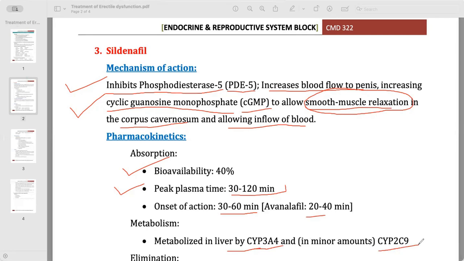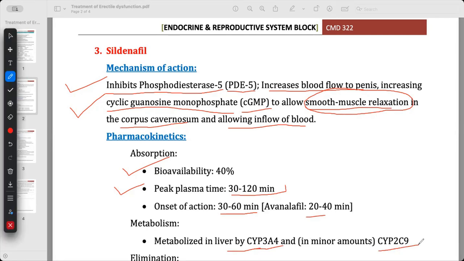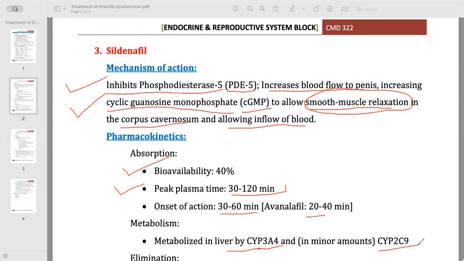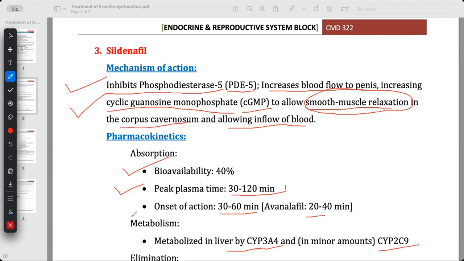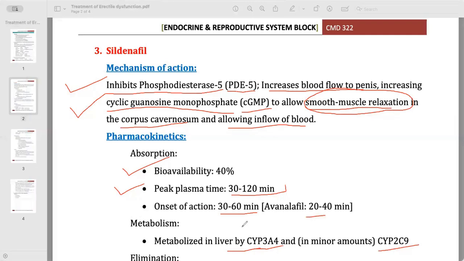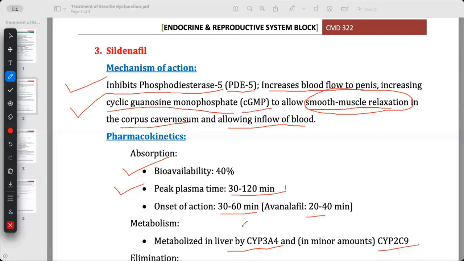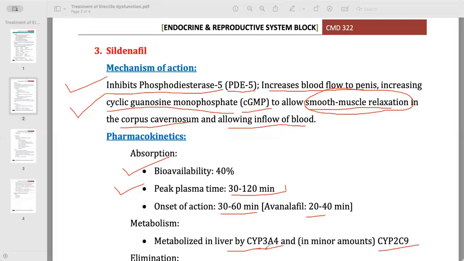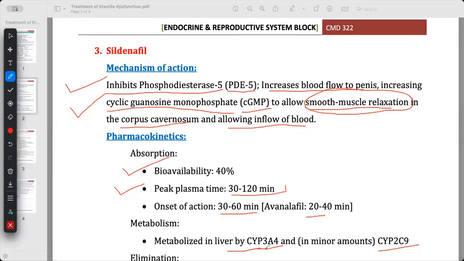So here we need to remember the drug-drug interaction, if any. If the patient is taking another drug that is also metabolized by the same enzyme, or drugs that inhibit the CYP3A4, we need to reduce the dose of the drug. We will see in the further explanation. So here you need to remember the drug-drug interactions if the patient is taking another drug.